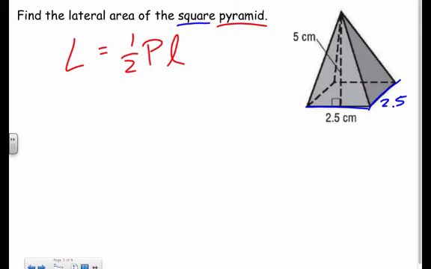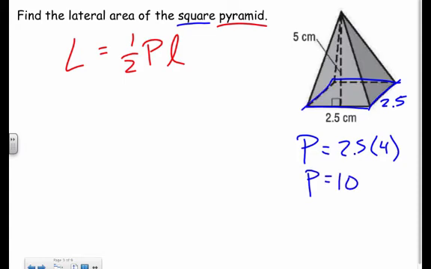What do I need to know? I need to know the perimeter. Well, all the sides are 2.5 because it's a square, so I can take 2.5 times 4 because there are 4 sides. So that will give me the perimeter of my base. So the perimeter in this case is 10. I'm going to go ahead and plug that in. So 1/2 times 10. And the slant height, do we need to find it or is it given?